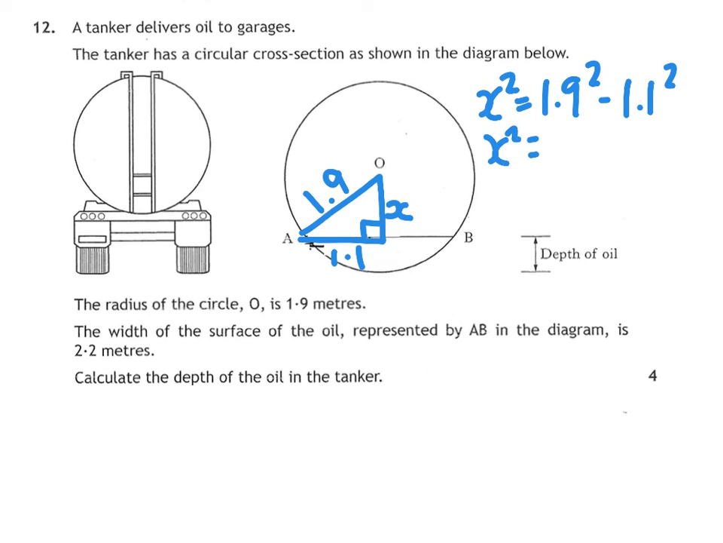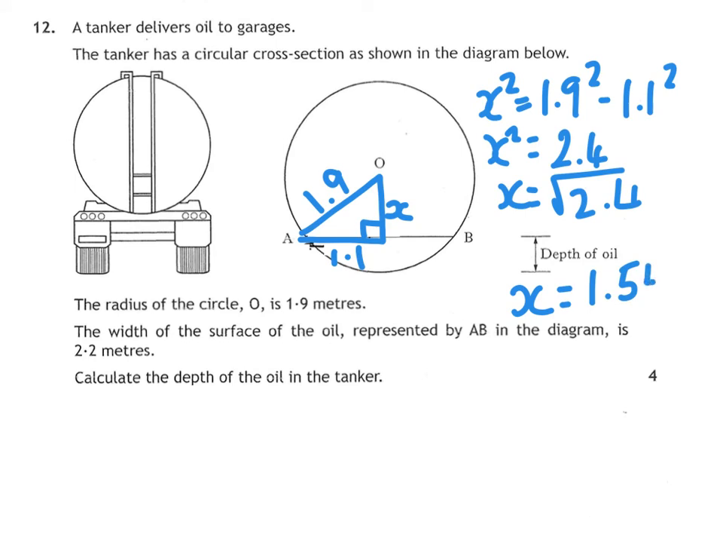And remember, it's very important to always draw your triangle first, because that's where your first mark comes from. And if your working does not support the triangle, you can lose the first 2 marks straight off. This gives us 2.4. We then square root the 2.4, which gives you 1.5. I'm going to go to 1.55, keep it to 2 decimal places.